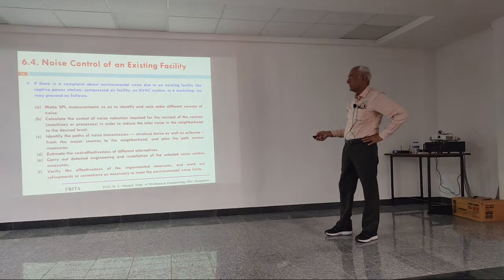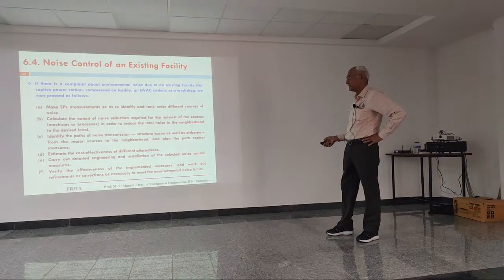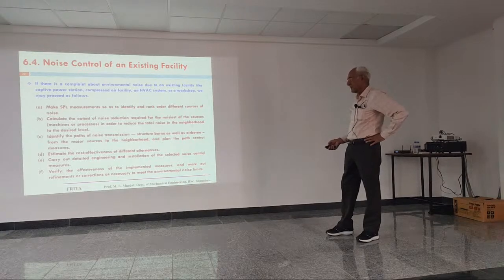First, he has to make sound pressure measurements so as to identify and rank order the different sources of noise. Then calculate the extent of noise reduction required for the noisiest of the sources in order to reduce the total noise in the neighborhood to the desired level. Then identify the paths of noise transmission, structure-borne as well as airborne, from the major sources to the neighborhood, and plan the path control measures. Then estimate the cost effectiveness of different alternatives. Then carry out detailed engineering and installation of the selected noise control measures.